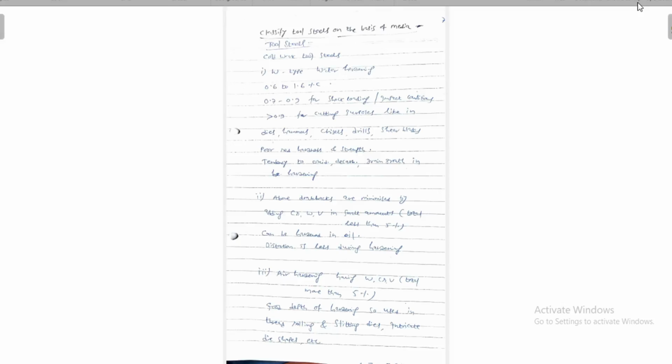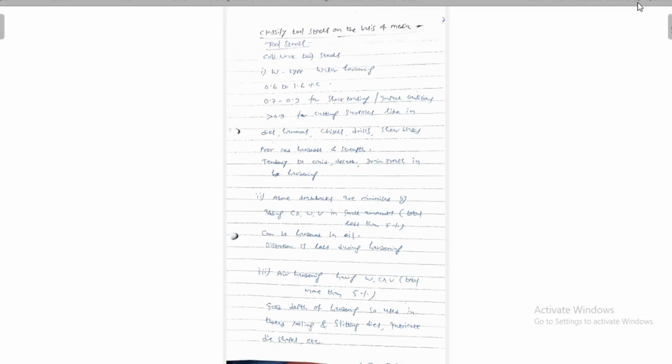These drawbacks can be minimized by adding a little amount of alloying elements like chromium, tungsten, vanadium. Why have these alloying elements been selected? Because they have more affinity towards carbon and their carbides are as hard as iron carbide. So if the total alloying element added is less than 5%, then it is called low alloy steel.